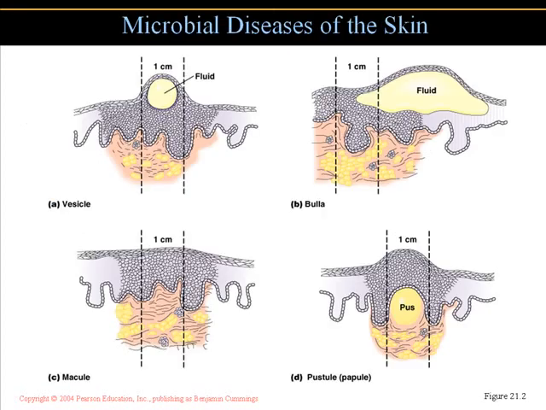The terms vesicle, bullae, macule, and pustule are seen here in illustration. Vesicle, again, is typically around the size of or less than 1 centimeter. A bullae, typically when these lesions are larger than 1 centimeter. A macule, which is seen under the surface of the dermis. And then the pustule, which is a fluid-filled vesicle that contains pus.